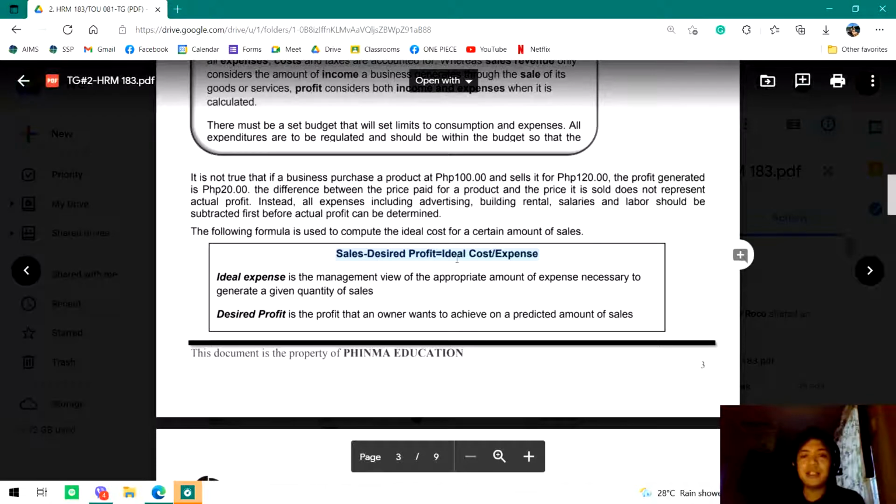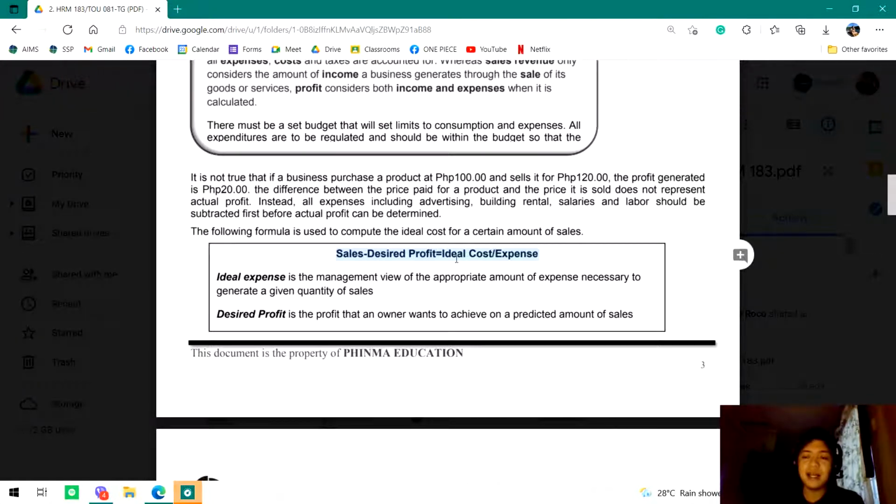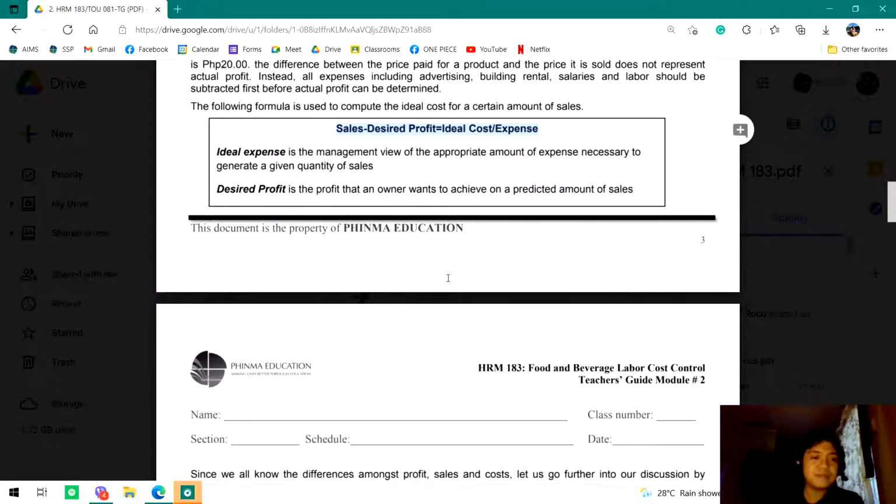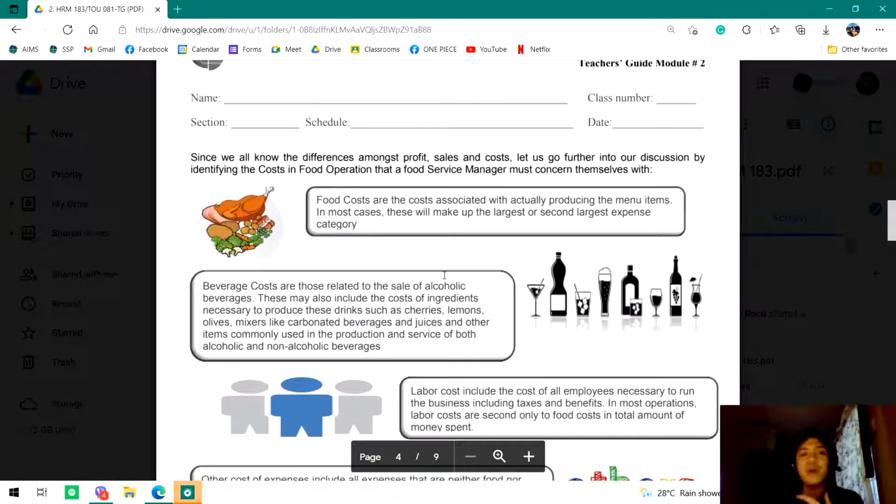What's really important here is yung mga formulas na aaralin natin as we move forward regarding sales, regarding cost, and regarding profit. Yan. So since we all know the difference amongst profit, sales, and cost, ulitin na lang natin for the sake of the discussion. Sales, ito yung pumapasok na pera sa atin. Cost, yung nilalabas nating pera to operate. And profit is yung bunga ng ating mga paghihirap after deducting the cost from the sales.